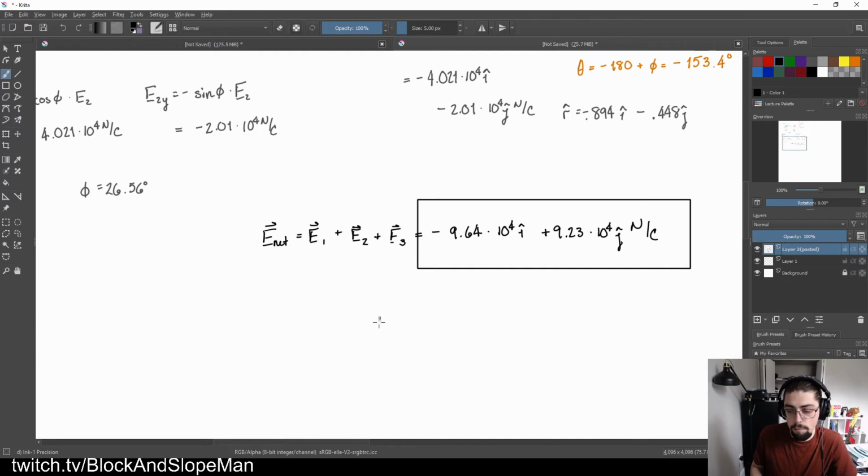If I want to find the magnitude of that, right, Ex squared plus Ey squared, take the square root of that, I find 1.335 times 10 to the fifth newtons per coulomb, or as I've got it written in Canvas, 133,500.